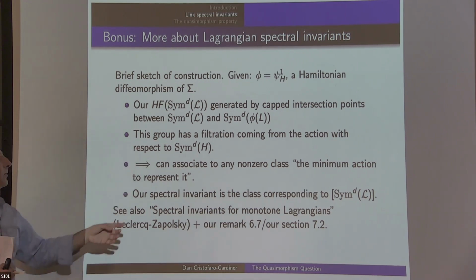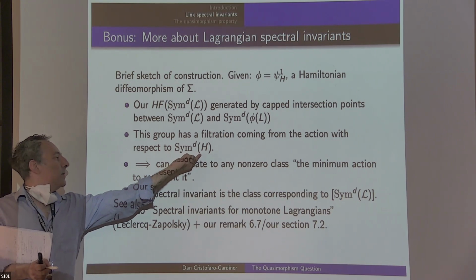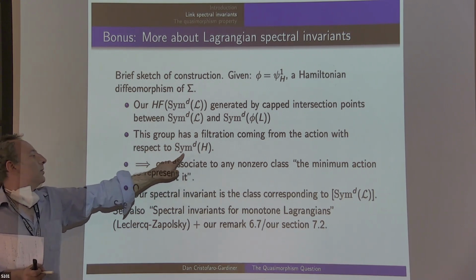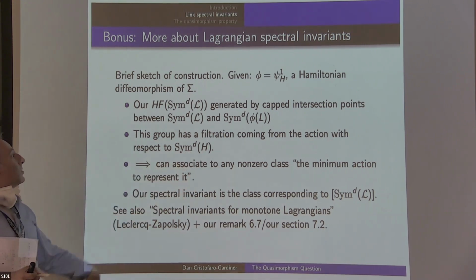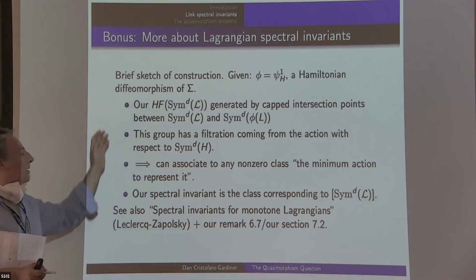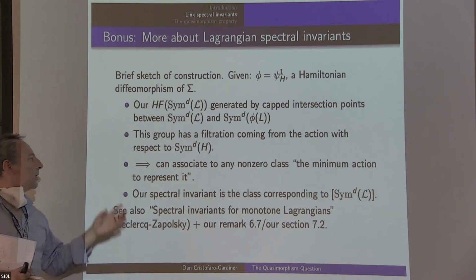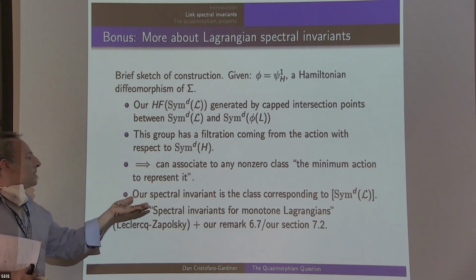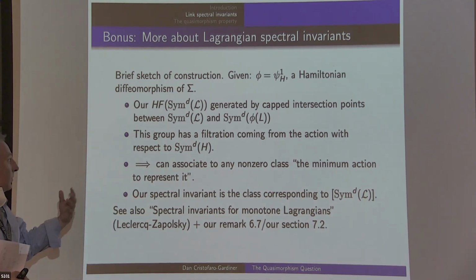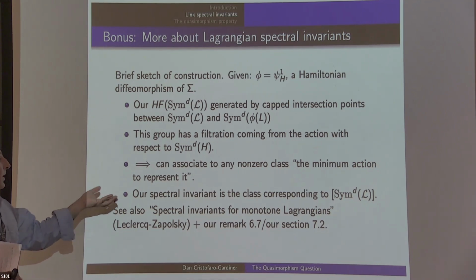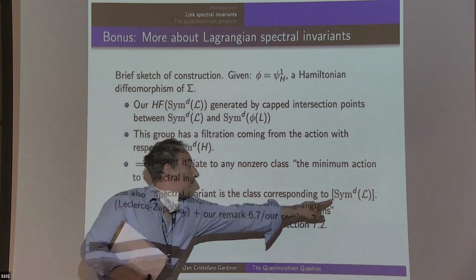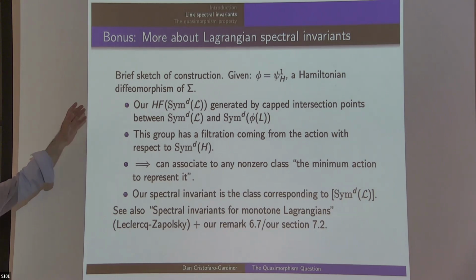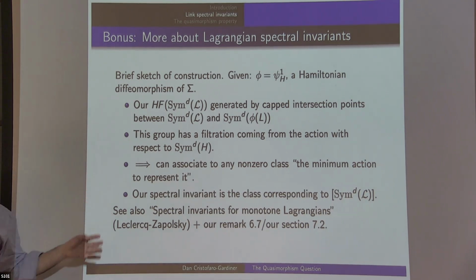And okay, now this is Rohill's question. I'm given a Hamiltonian H on the surface, and I can produce a Hamiltonian Sym^d of H on the symmetric product. It turns out that that actually gives a filtration on this complex. So if I have any non-zero class, I can look at the minimum action coming from this filtration to represent it. And then there's this PSS isomorphism, which allows me to make sense of the spectral invariant coming from the fundamental class of this Lagrangian. So if you wanted to understand geometrically what's going on here, that's the picture.